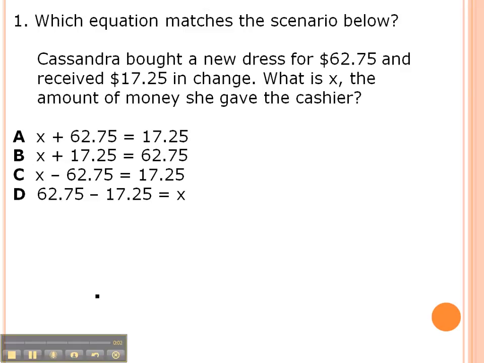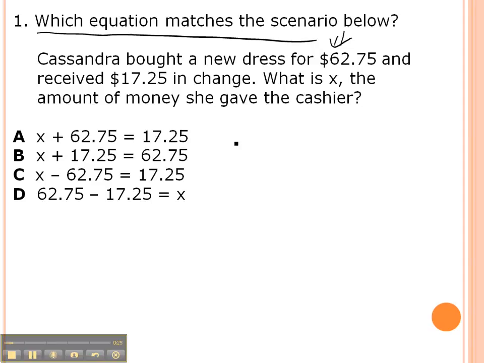Okay, this is the review for the third 6 weeks test. Problem 1 asks which equation matches the scenario below. Cassandra bought a new dress for $62.75 and received $17.25 in change. What is X, the amount of money she gave the cashier? Now that sounds like we want to solve for X, but really the question is asking us to find the equation that matches this word problem below.